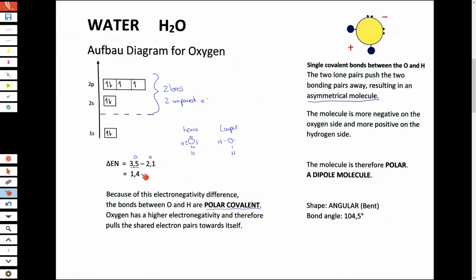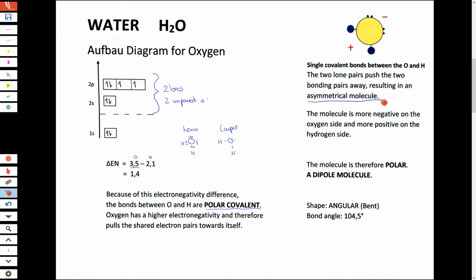So the shared electrons are pulled closer to the more electronegative atom, which is the oxygen. So these are polar covalent bonds inside the molecule. There are your two polar covalent bonds. There are two lone pairs which push these bonding pairs away.